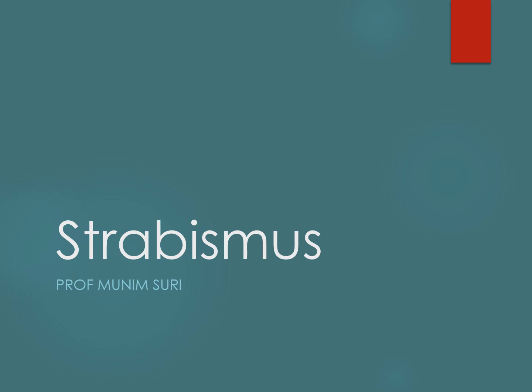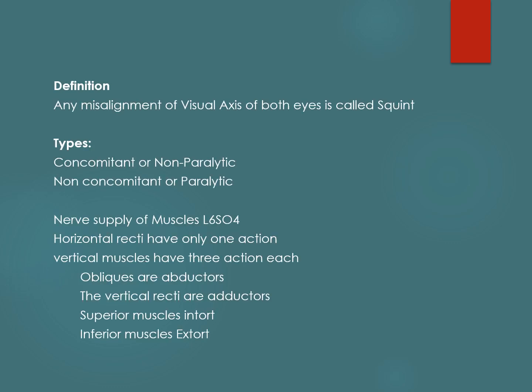Today's lecture is about strabismus. It is also called squint, and it is also called bhangapan or tirapan in Urdu. Definition of strabismus: any misalignment of the visual axis of both eyes is called squint. This is a very precise and simple definition, and examiners like it if you define squint in this way.